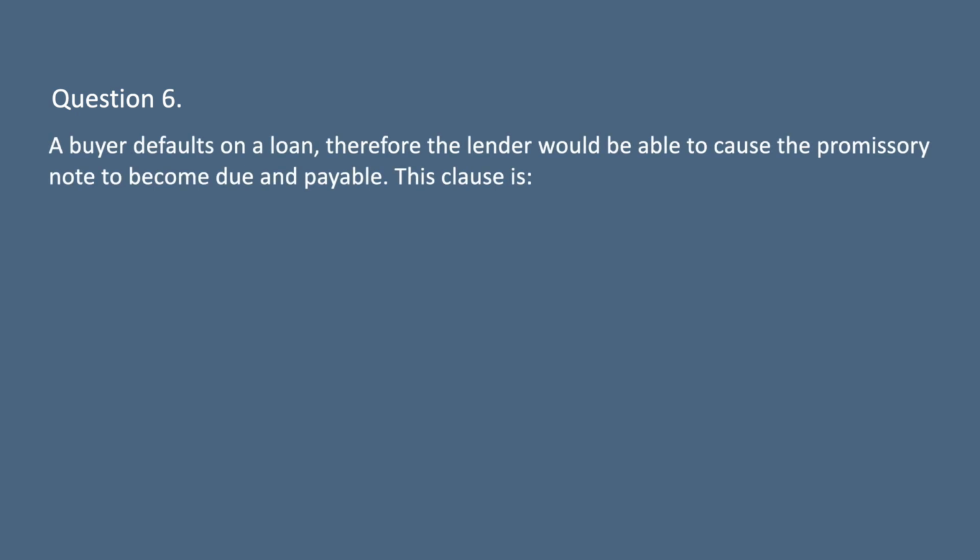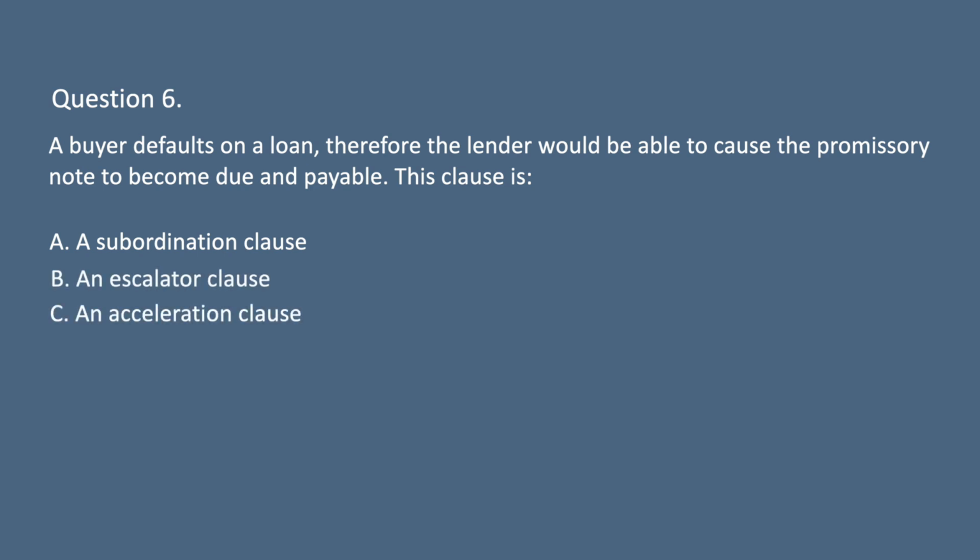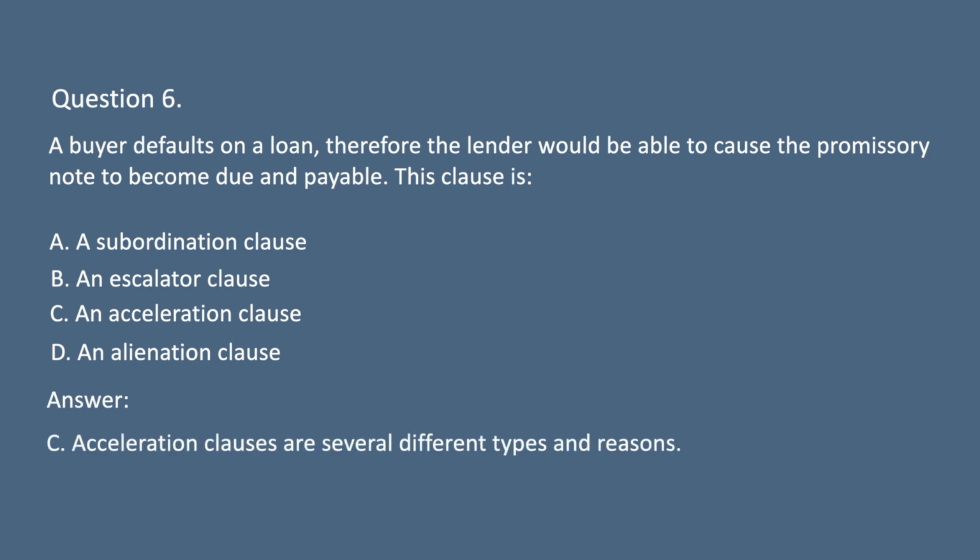Question 6. A buyer defaults on a loan, therefore the lender would be able to cause the promissory note to become due and payable. This clause is A. A subordination clause. B. An escalator clause. C. An acceleration clause. D. An alienation clause. Answer. C. Acceleration clauses are several different types and reasons.